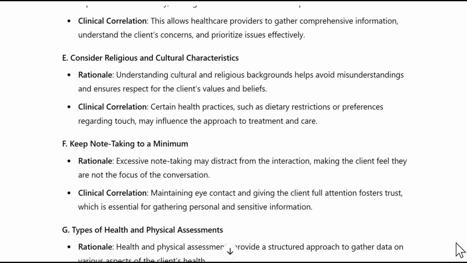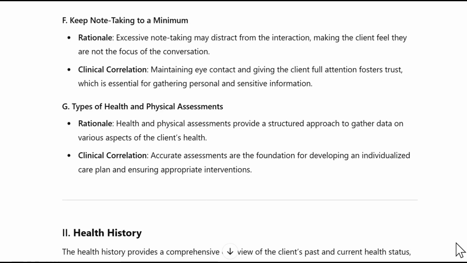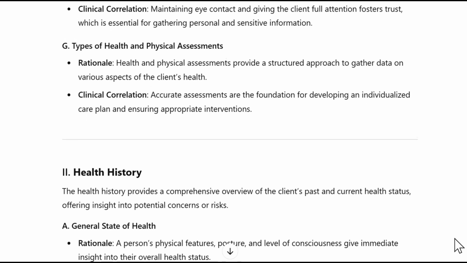F. Keep note-taking to a minimum. Rationale. Excessive note-taking may distract from the interaction, making the client feel they are not the focus of the conversation. Clinical correlation. Maintaining eye contact and giving the client full attention fosters trust, which is essential for gathering personal and sensitive information.